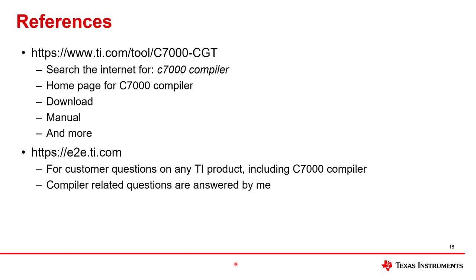I want to close this video with two references. The first one is to this long web address here. If you think that's too much to type in, that's fine. Just search the internet for C7000 compiler. I've tried that search with a few different search engines, and I always get this web address back as the first result. However you get there, you are at the home page for the C7000 compiler. Here's where you can download it, access the manuals, and more details like that.